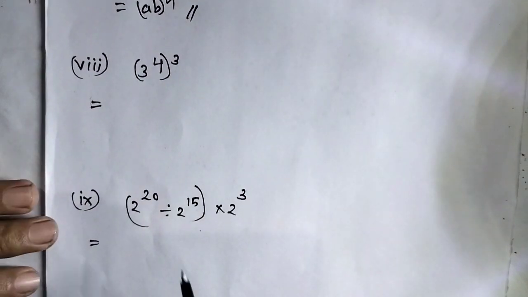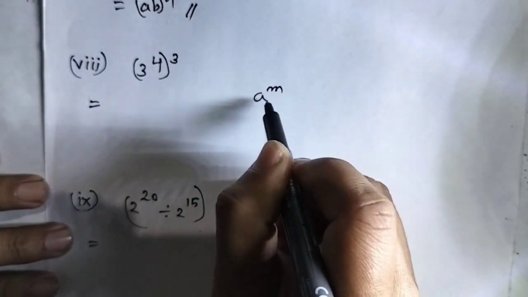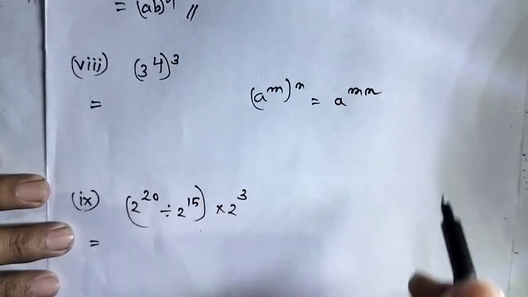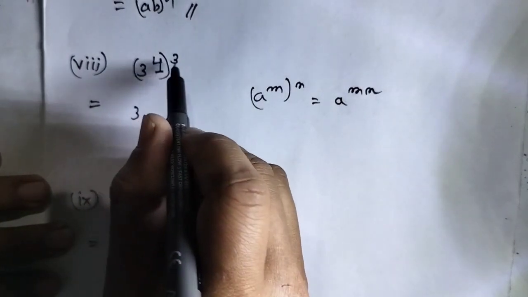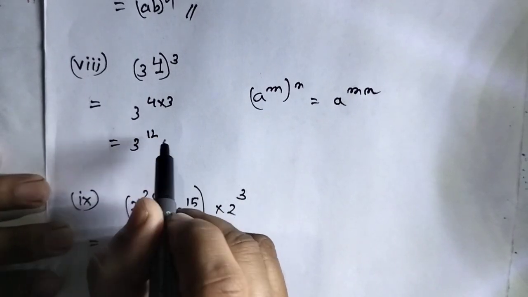Next question is 3 to the power 4 whole cube. We know that a to the power m whole to the power n is equal to a to the power mn. Then 3 to the power 4 into 3 is equal to 3 to the power 12.